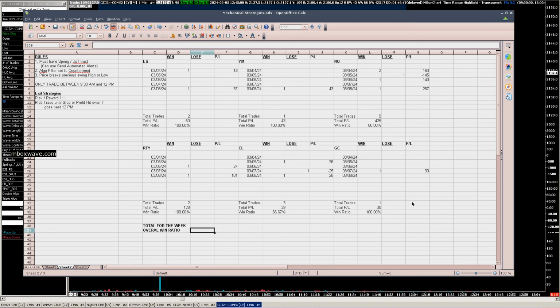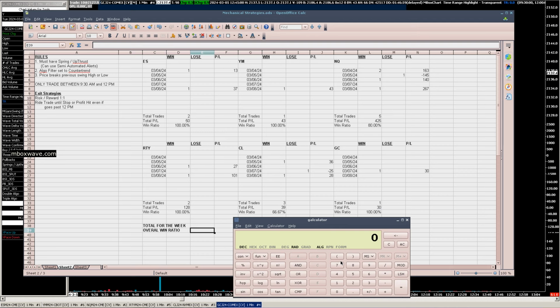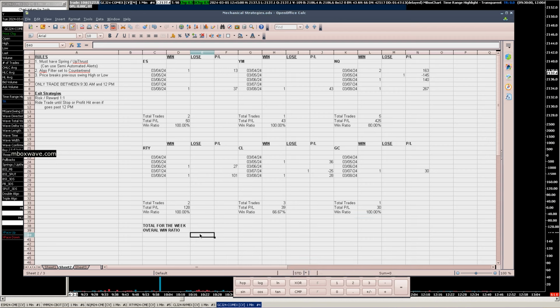So overall win ratio, I suppose we could calculate this. That would be 1, 2, 3. So we got 100 plus 100 plus 80 plus 100 plus 66.67 plus 100 divided by 6. So we got a 76% win ratio. So that's pretty good.